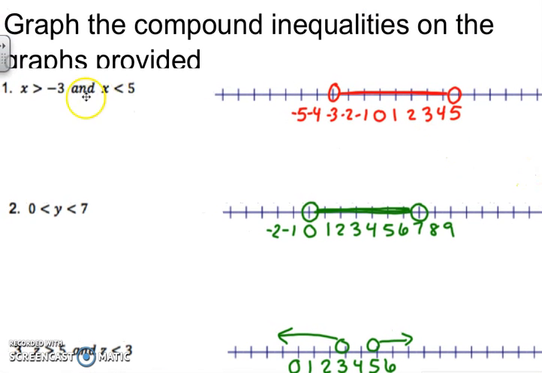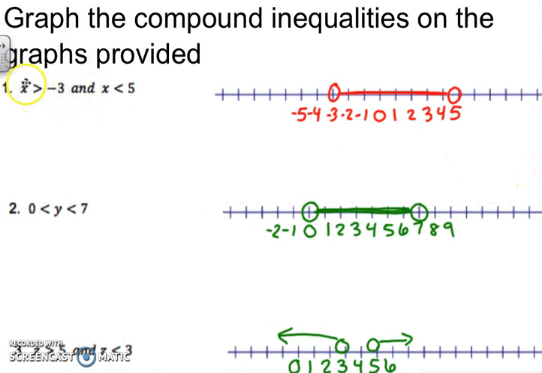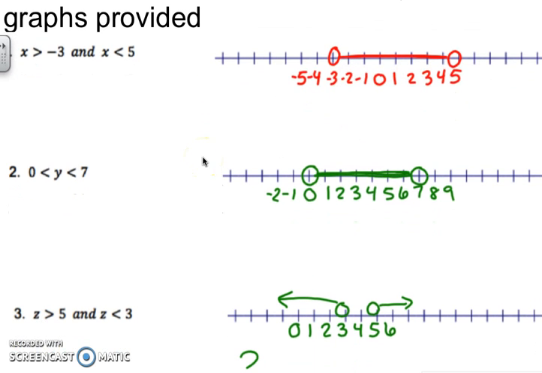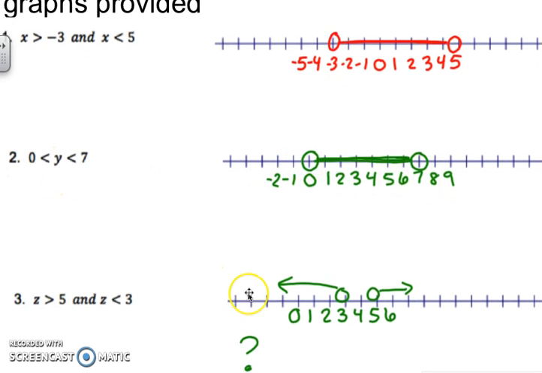Okay, so when x has to be greater than -3, we went to the right, but then also less than 5, so that's going to shade in between those. They were both open because there was no line underneath them. On number 2, it has to be less than 7, but greater than 0, so all of these numbers in between would work. Again, they are both open because there was no equal to.